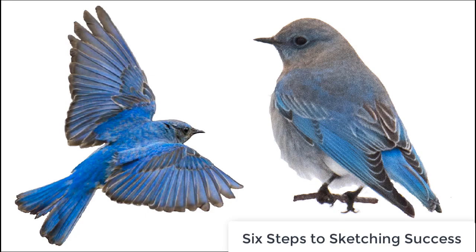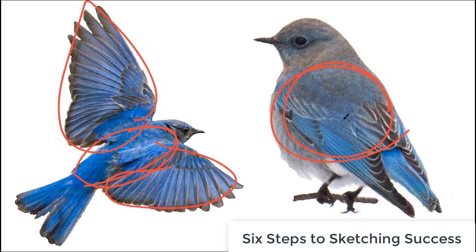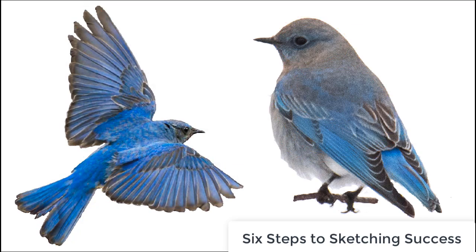So in this quick video, I'm going to talk about my 6-step roadmap to sketching success using these mountain bluebirds. So the first concept is the idea of blocking in. And so that means just looking at your critter, whether it's a bird or a flower, and looking at the general shapes. So like the oval of the body, triangles of the wings, the tail, circle of the head, that sort of thing. Next, we're going to look at the idea of proportions.